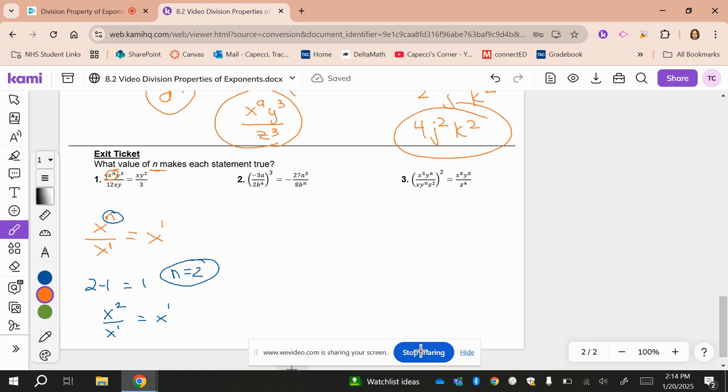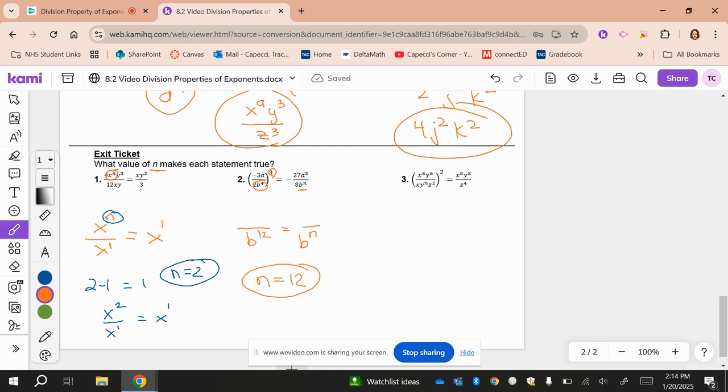Okay, looking at the next one, my b has the n raised to the power as my answer. So again, I'm only going to concentrate on the b. That's my denominator. So I have b to the fourth raised to the third. So it's a power to a power. I'm going to multiply. And I have b to the n also as a denominator in my answer. So n is equal to 12.